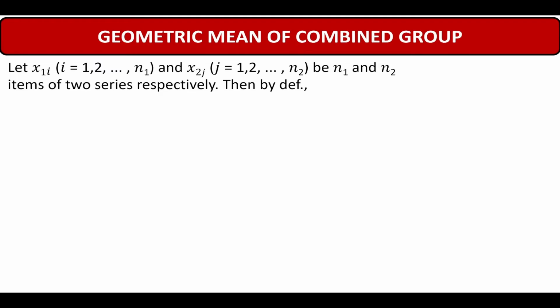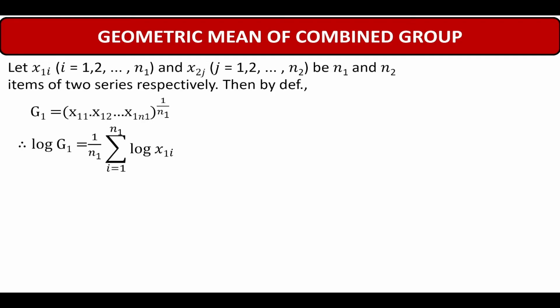We'll take two series. Let x1i where i ranges from 1 to n1 and x2j where j ranges from 1 to n2, and n1 and n2 are the number of items of two series. Then by definition the geometric mean of the first series is G1 is equal to x11 multiplied by x12 and so on up to x1n1, the whole raised to 1 upon n1. Now taking log on both sides as we have done earlier, we get n1 log G1 is equal to summation of i equals 1 to n1 log of x1i.